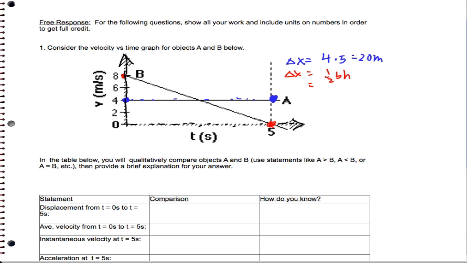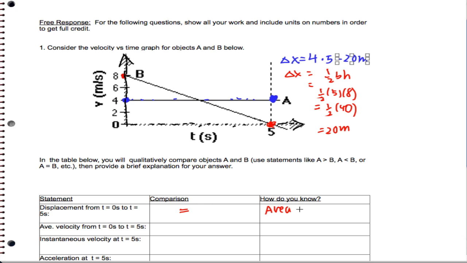Let's see what the answer turns out to be. When we do our calculation, that's going to be 1/2 times the base, which is 5, times the height, which is 8. So that works out to be 1/2 times 40, which is also 20 meters. So they're the same. So how do we know? Area under the curve is equal. So they're equal areas under the curves.